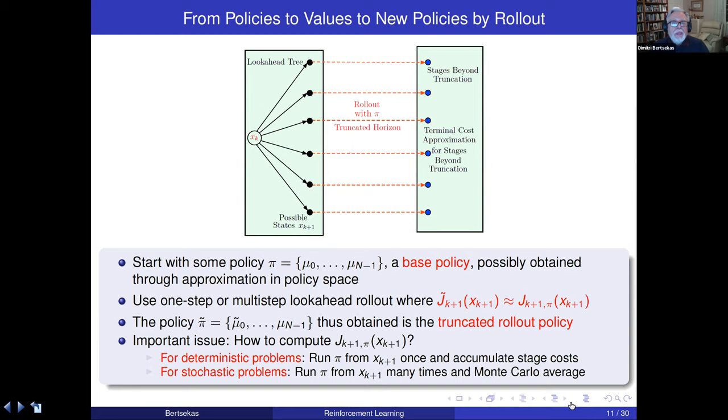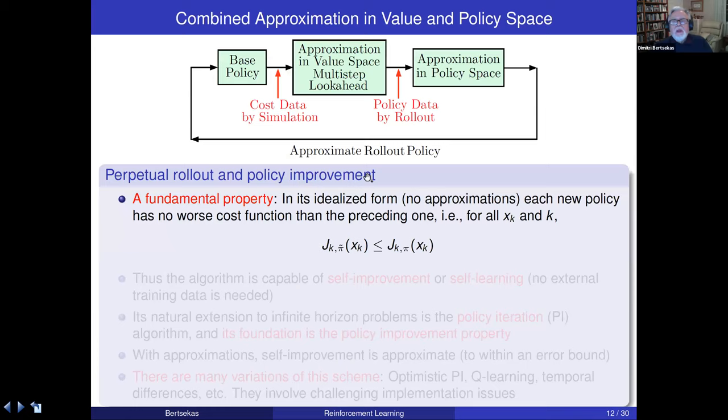Okay, so from values, we can go to policies, and from policies, we can go to values, and then to new policies. So altogether, we have this scheme, which we discussed a little bit in the previous lectures.